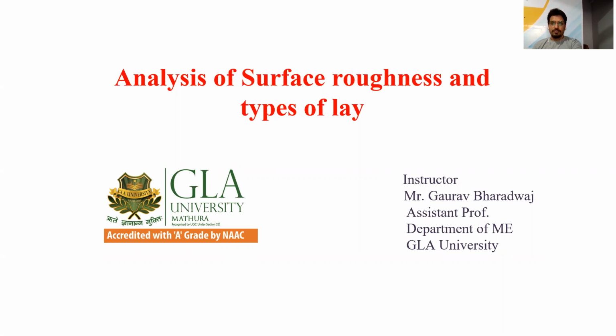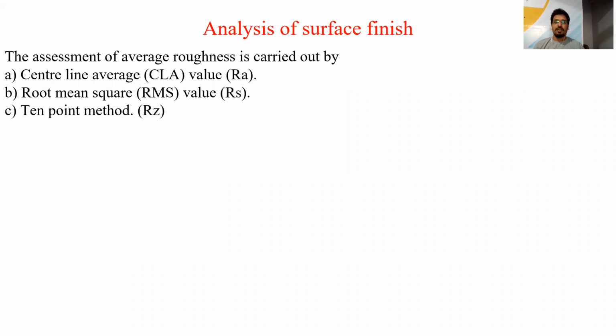So first we will discuss analysis of surface finish. Generally we use three parameters for the measurement of surface finish. The first method is called the center line average method, and it is represented by RA. The next one is the root mean square value, that is the RMS value. It is represented by RS. And the last is the 10-point method, and it is represented by RZ.